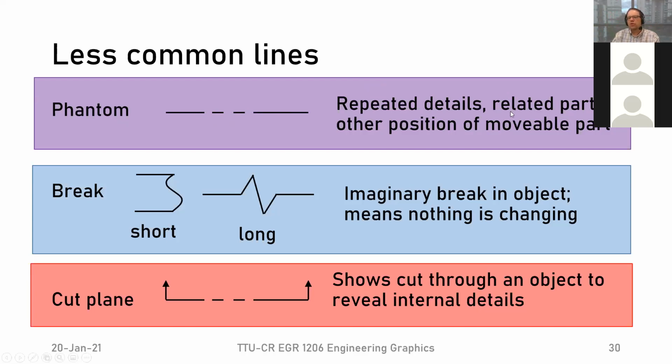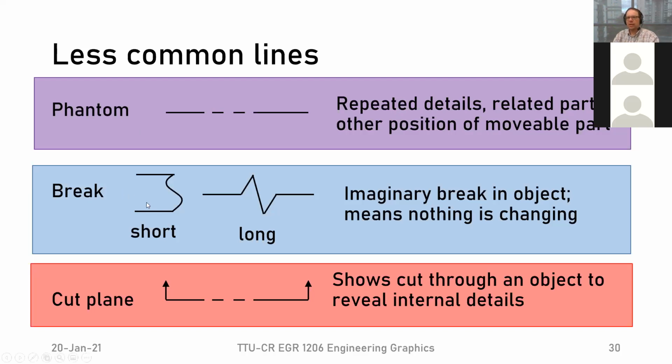If I'm drawing a part that I want to manufacture and I have another part that's connected to it, but that's not really part of the manufacturing process, sometimes we'll draw that other part as phantom lines so that we know where it's supposed to go. And then, as I said before, if we have movable parts, then sometimes we'll draw the other extent of it with phantom lines. Another thing that we'll use is break lines, right?